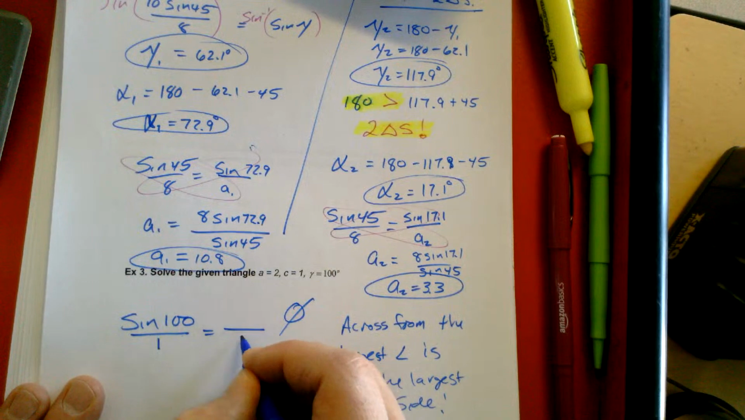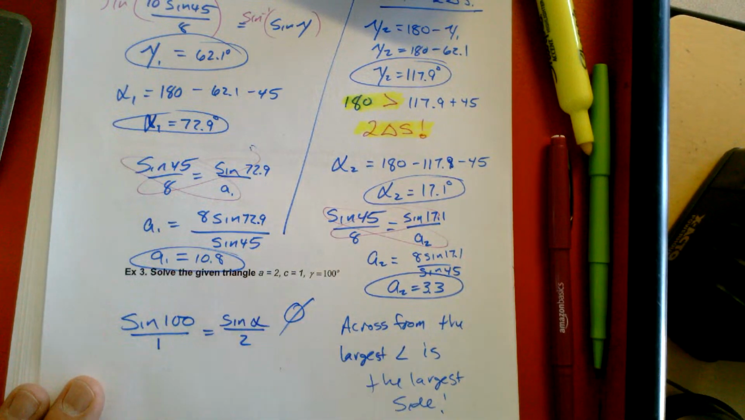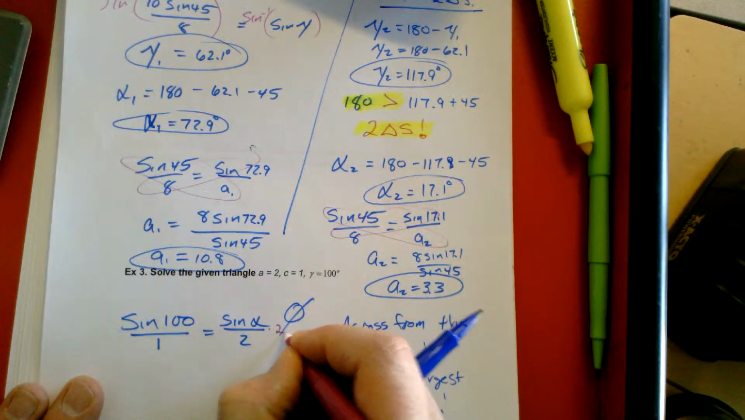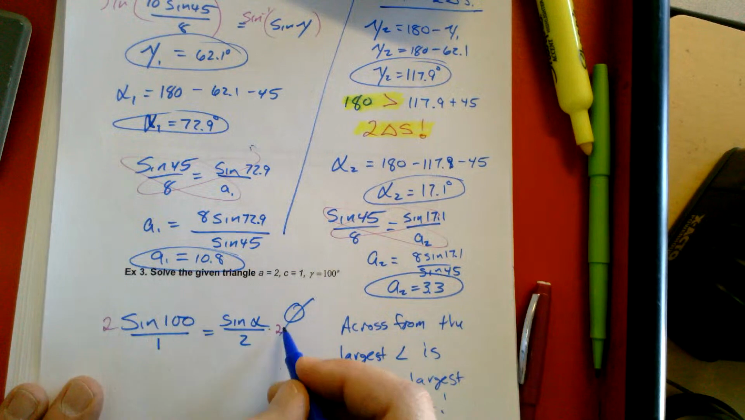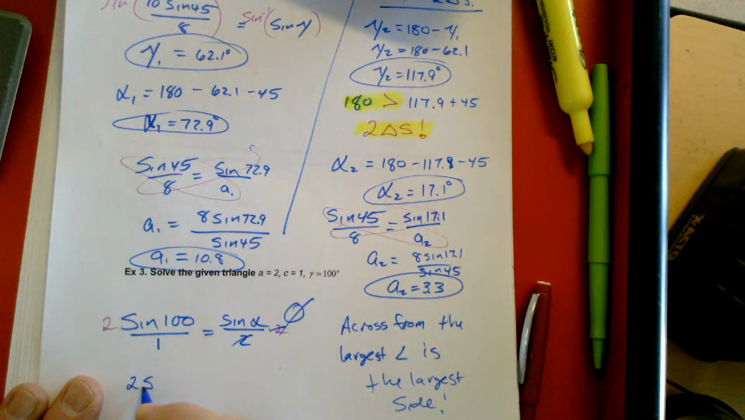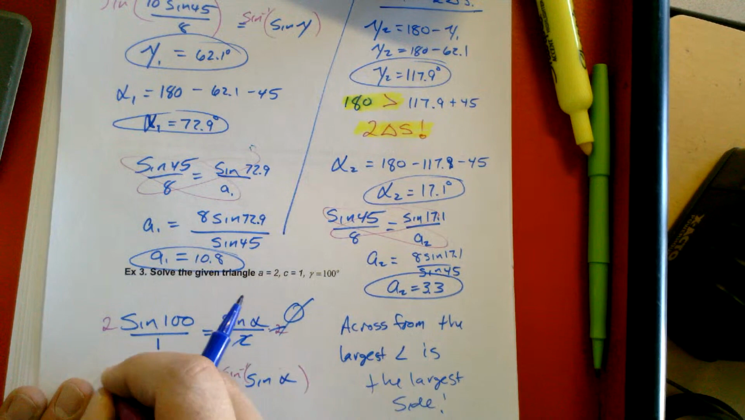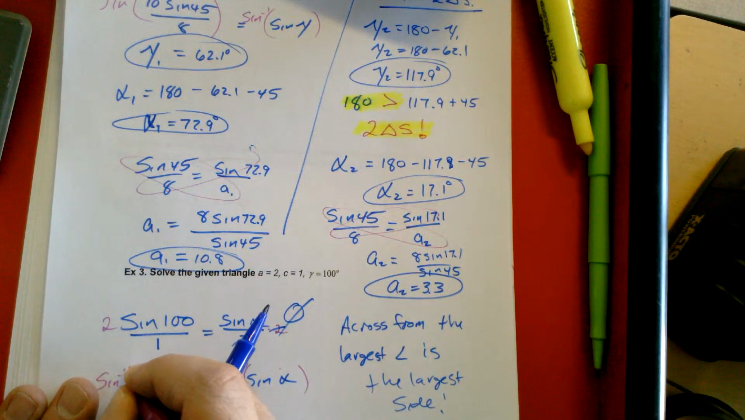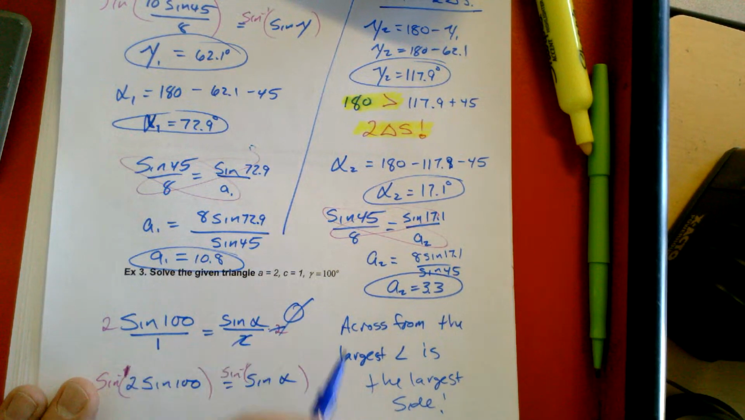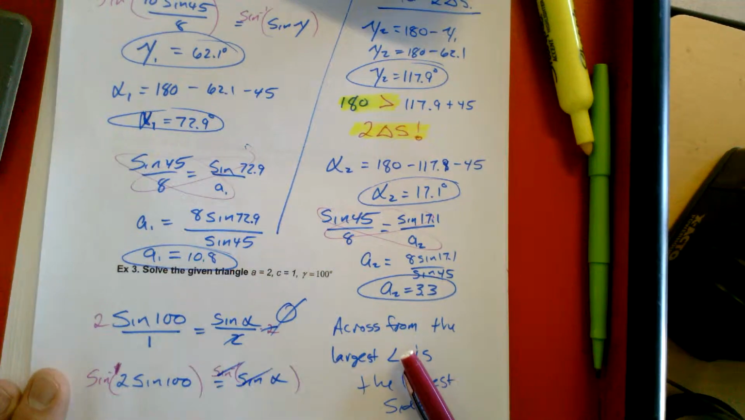And then the side I got is 2, and across from A is alpha. So then if I'm solving here, I'd multiply by 2, and those guys would cancel. And I got 2 sine of a hundo equals the sine of alpha. And then if we do it, Ainsley said, inverse sine both sides, and then this would cancel. And I plug this in.